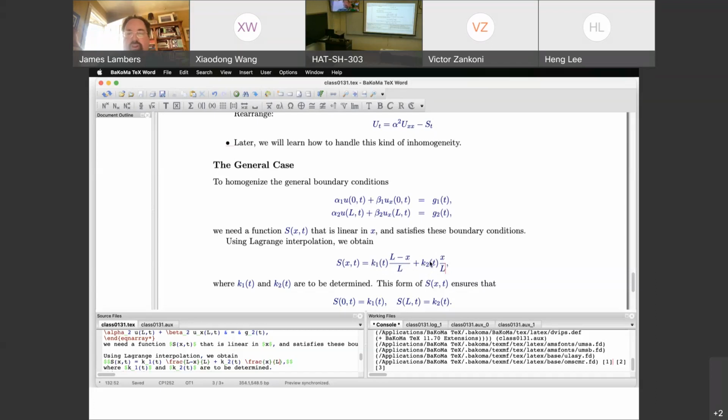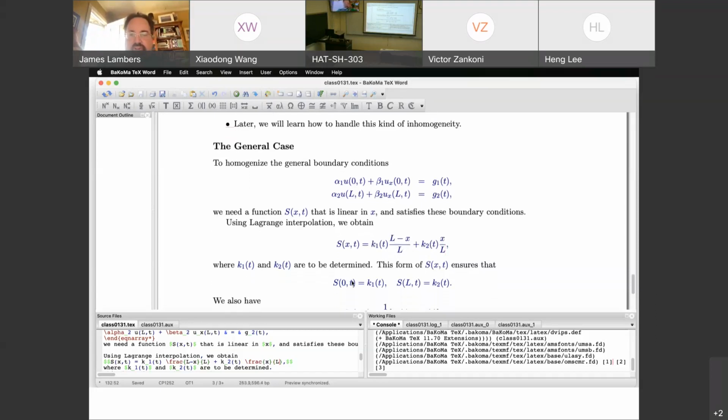K1 and k2 are unknown at this point, but we use the boundary conditions to get them, like I did in the second example. So this function is designed to have this effect. So if you're working on a homework problem or a test problem, you could just jump directly to this instead of working with those fractions that I showed you earlier.